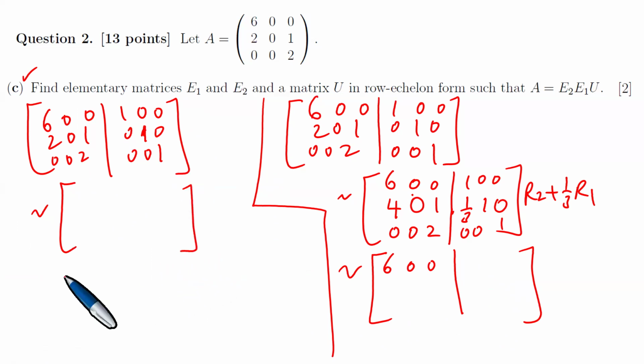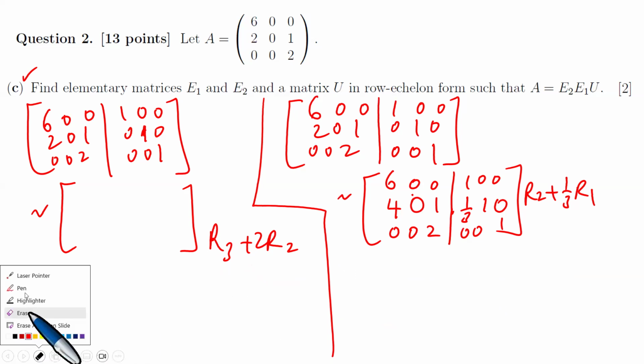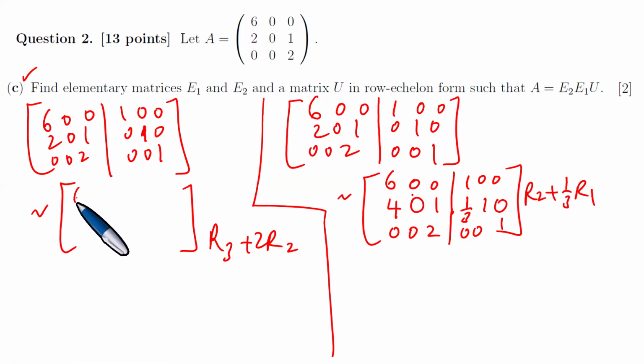and now perform the following operation. You take this and you say row 3 plus 2 row 2. Just observe what is going to happen here. You can clean this up. At this point, you have 6, 0, 0. Row 1 is not going to be affected. You're saying row 3 plus 2 row 2.